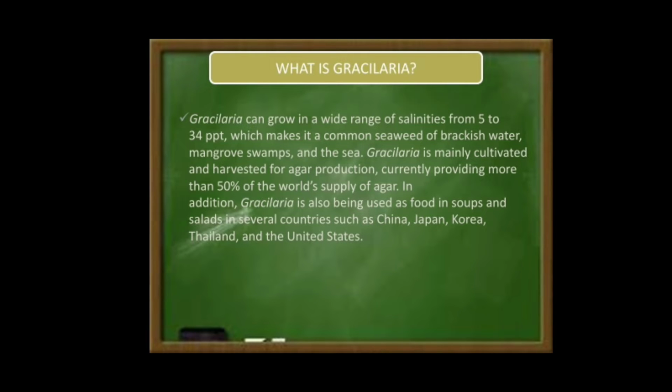Gracilaria is mainly cultivated and harvested for agar production, currently providing more than 50% of the world's supply of agar. In addition, Gracilaria is also being used as food in soups and salads in several countries such as China, Japan, Korea, Thailand, and the United States.